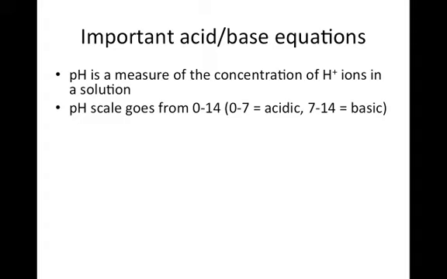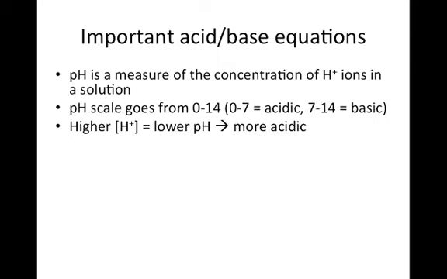A substance with a pH between 0 and 7 is considered acidic, while a substance with a pH between 7 and 14 is basic. A substance with a pH of 7, like water, is neutral. A higher concentration of H+ leads to a lower pH, which means a more acidic substance. Be careful, as this is somewhat counterintuitive. Many people think more H+ means a higher pH, but it is the other way around. A higher concentration of H+ means a lower pH.